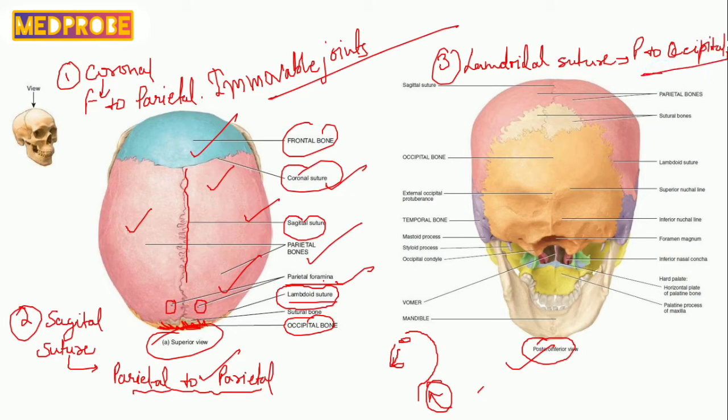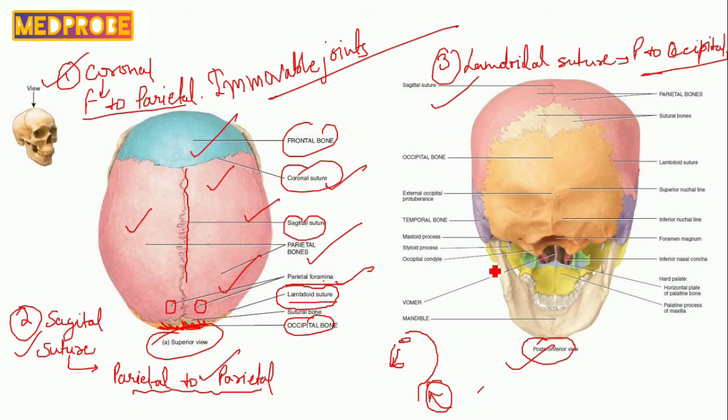So here you can recall one more time. We got three sutures. One is the coronal suture, connecting frontal to parietal bone. Another one is the sagittal suture, connecting parietal to parietal bone. And the third is the lambdoidal suture, connecting parietal to occipital bone. All right, this might be clear to you, and this superior view is all clear, I think.